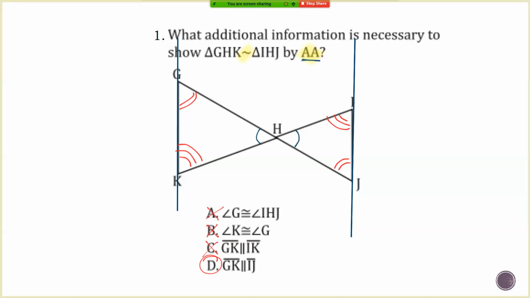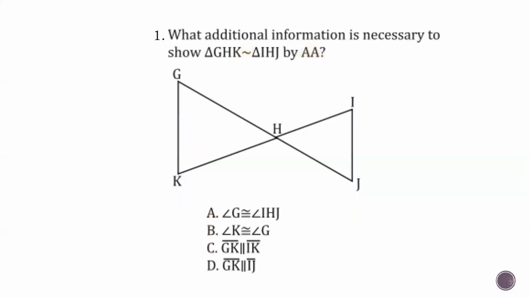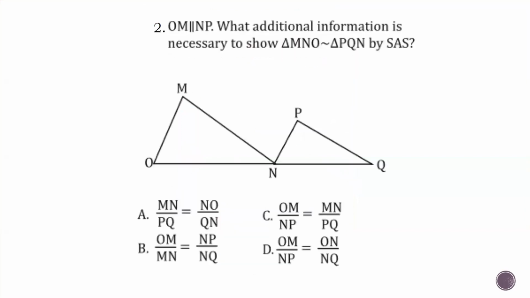Moving to question number 2. Question number 2 tells us that OM is parallel to NP. What additional information is necessary to show that triangle MNO is similar to triangle PQN by side angle side?